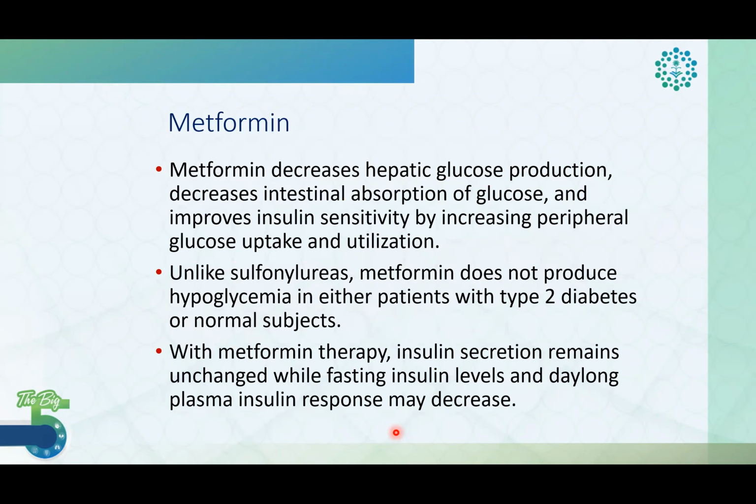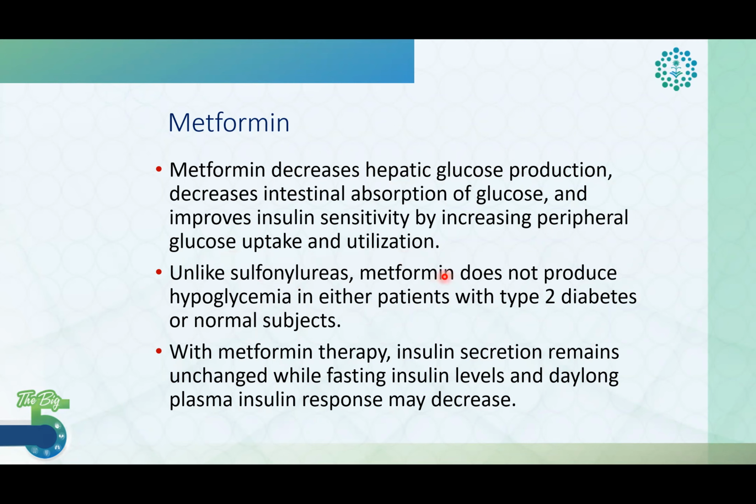Metformin is the number one monotherapy for children and adolescents with type 2 diabetes. What does metformin do? Number one, metformin decreases hepatic glucose production, decreases intestinal absorption of glucose, and improves insulin sensitivity by increasing peripheral glucose uptake and utilization. So metformin is a great medication for type 2 and for insulin resistance because it has a lot of beneficial effects for those with insulin resistance.